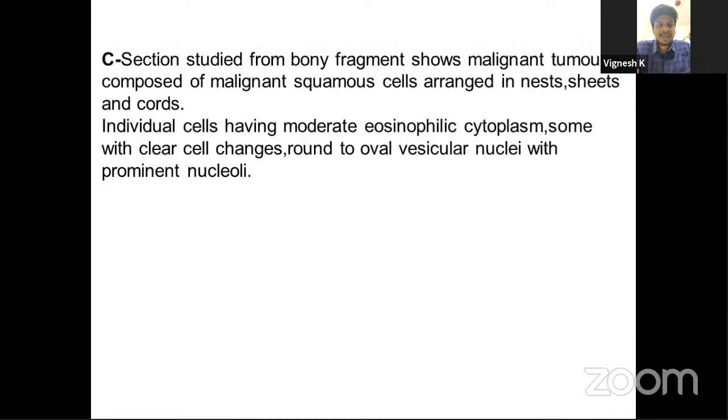Section C, section studied from bony fragments shows malignant tumor composed of malignant squamous cells arranged in nests, sheets and cords. Individual cells have moderate eosinophilic cytoplasm, some with clear cell changes, round to oval vesicular nuclei with prominent nucleoli.